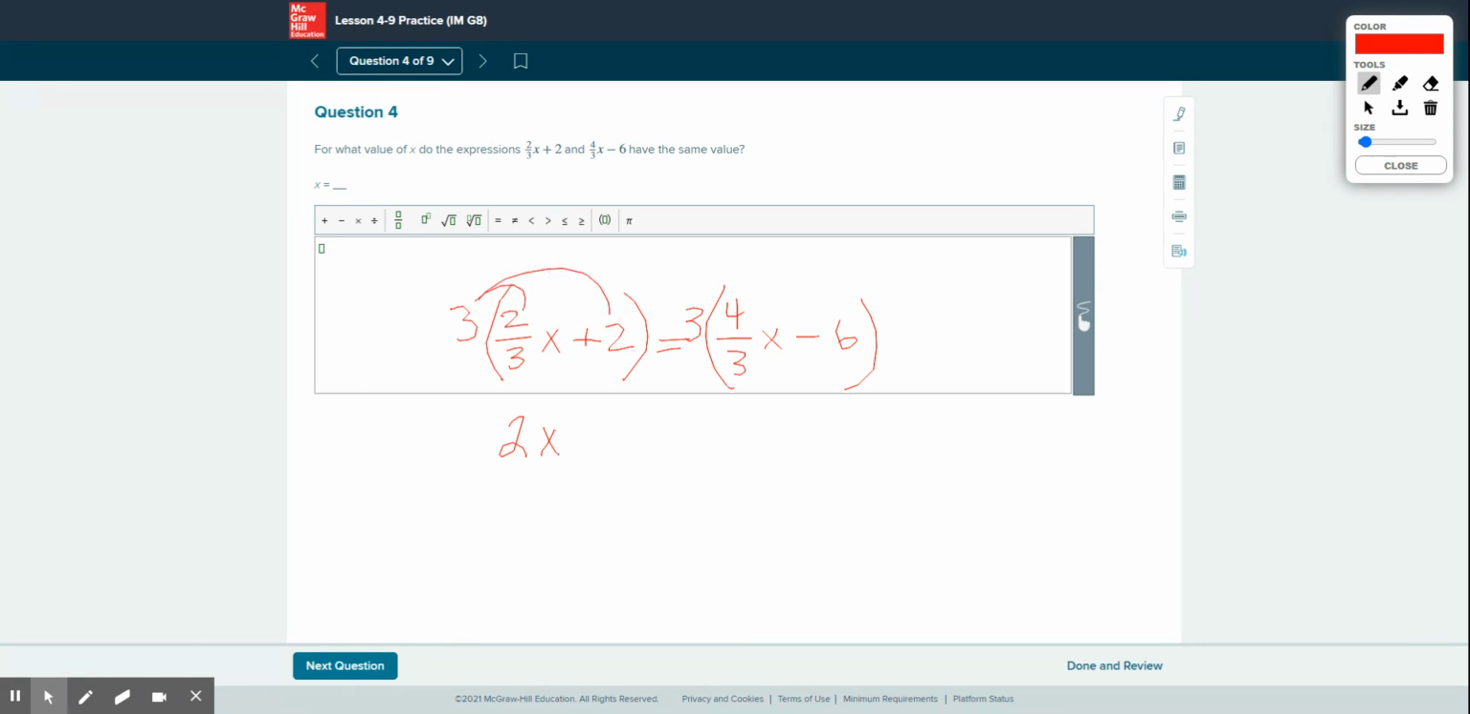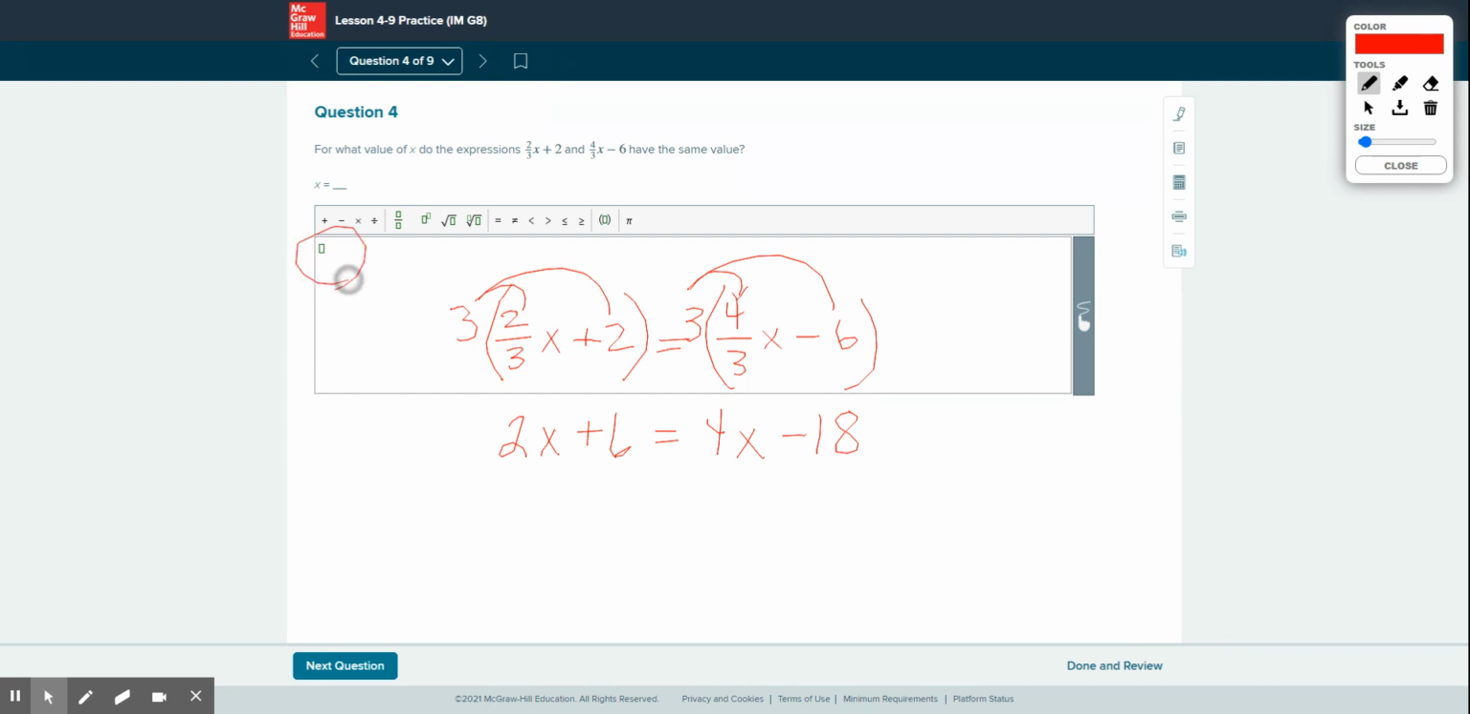And then 3 times 2 would be 6. Over here, 4 times 4/3, 4/3 of 3 is 4. So 4 times X. And then 3 times that minus 6 is a minus 18. Hopefully that gets you started enough to be able to solve the equation. Don't forget to check your solution when you get to the end.